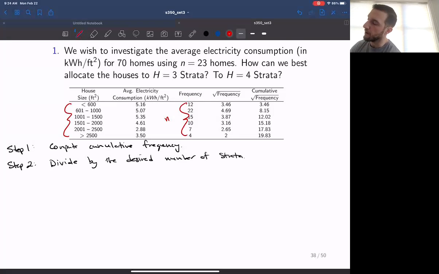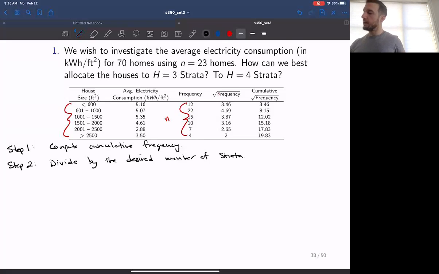So we have, for example, 12, square root of 12 is 3.46, square root of 22 is 4.69, square root of 15 is 3.87, etc. And then we are summing the square roots of those frequencies. So we have 3.46 plus 4.69 is 8.15. 8.15 plus 3.87 is 12.02. 12.02 plus 3.16 is 15.18. 15.18 plus 2.65 is 17.83. And then 17.83 plus 2 is 19.83.